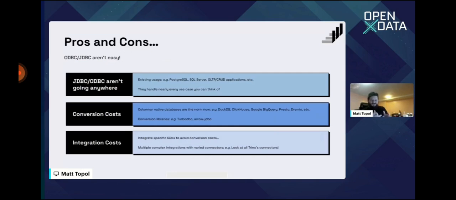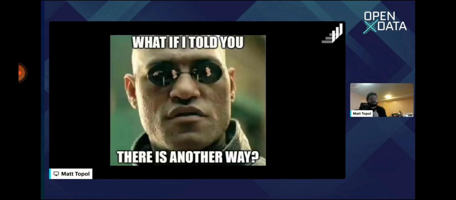Which means that if you're using ODBC and JDBC, you now have to do a conversion just to pass the data over. And a conversion is also a copy, which is expensive and slow. If you want to avoid that conversion, then you need to have specific SDK integrations with each and every system you want to integrate with. And that just is complex. And look at all the connectors that Trino and others have to implement just to be performant.